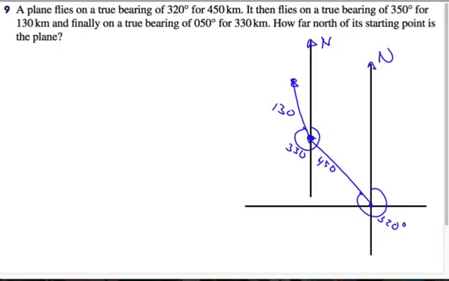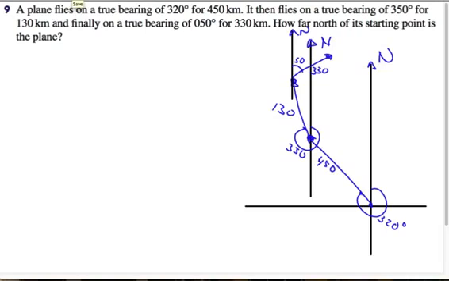So now the plane's here. Again, I can get myself a north pointer there, like that, because all these north lines are parallel. Now it's going to fly 50 degrees. Well, 50 degrees, that's that way. 50 degrees from north for 330 kilometers. How far is the plane north?